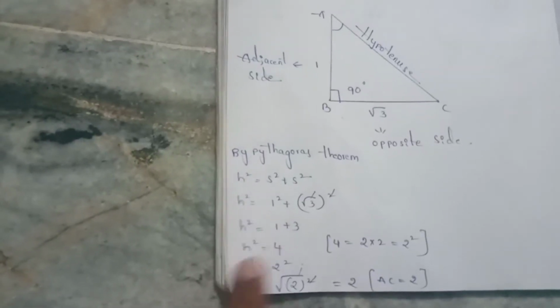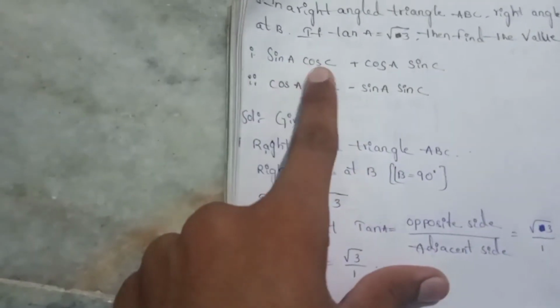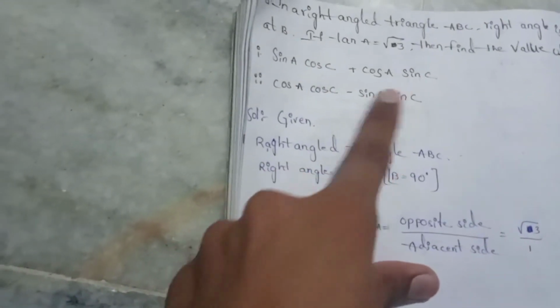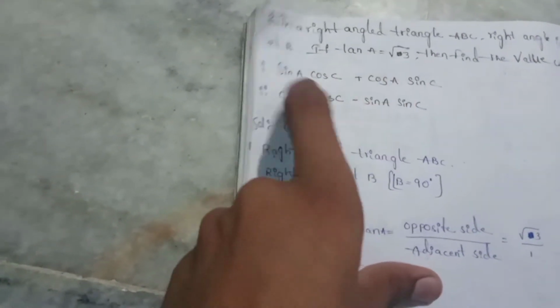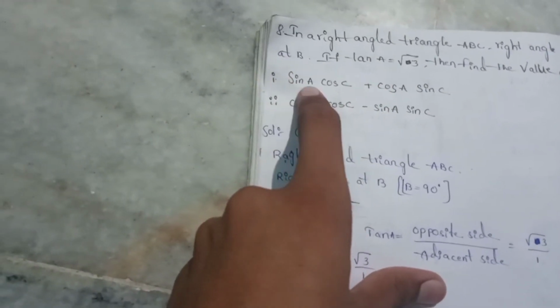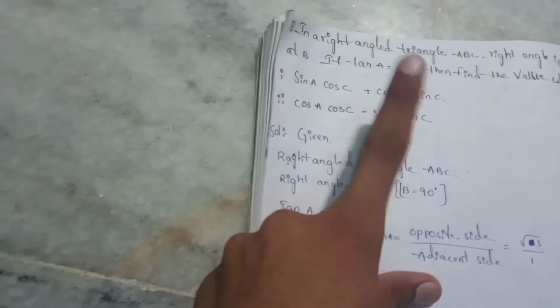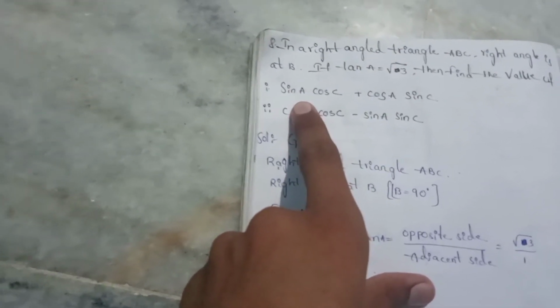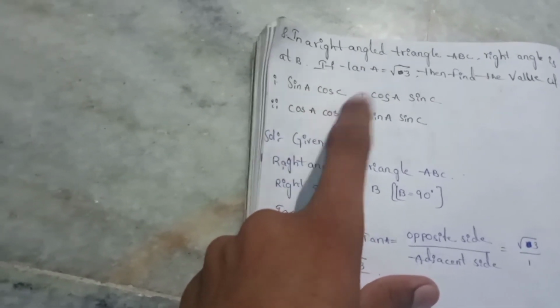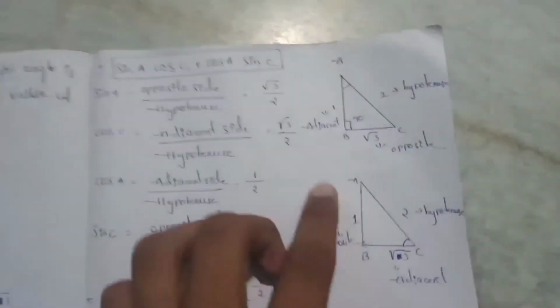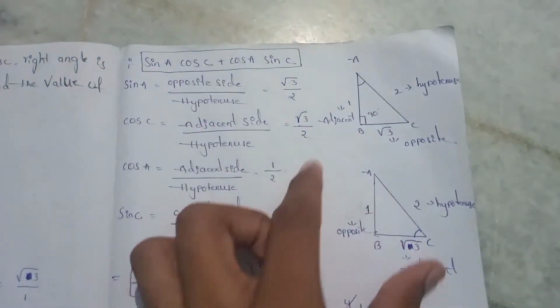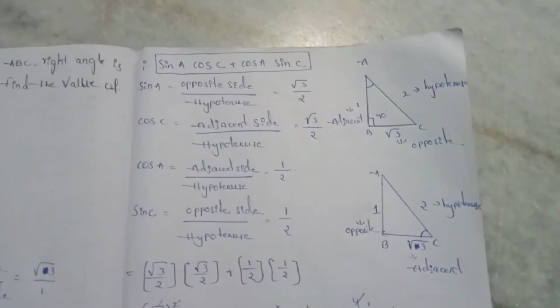Now, what is asked is to find out sin A cos C plus cos A sin C. How many angles are given here? Angle A and angle C. Only angle A and angle C are given. Based on these two angles, we have to draw two triangles. See here, triangle ABC, and here also triangle ABC.